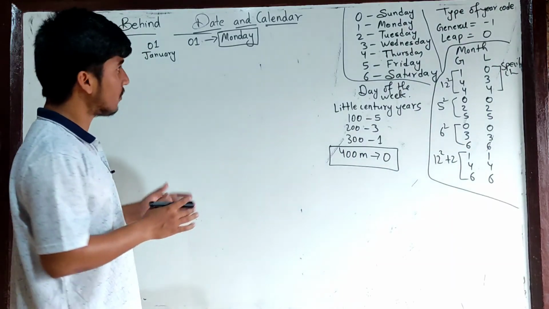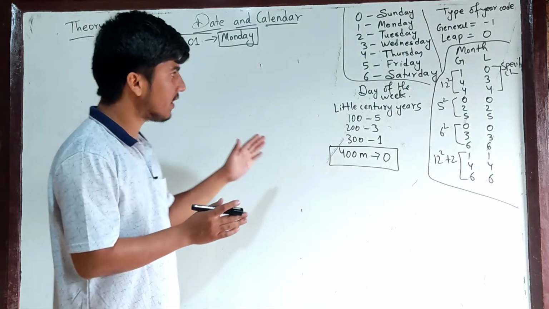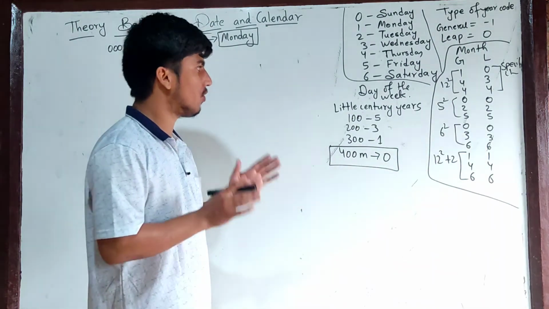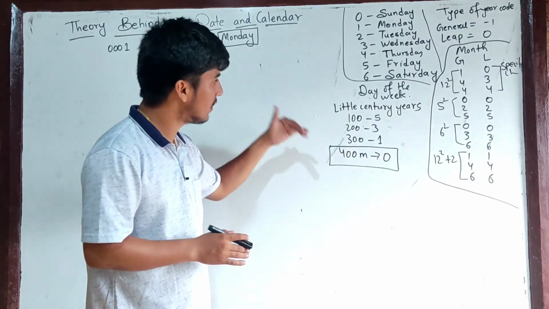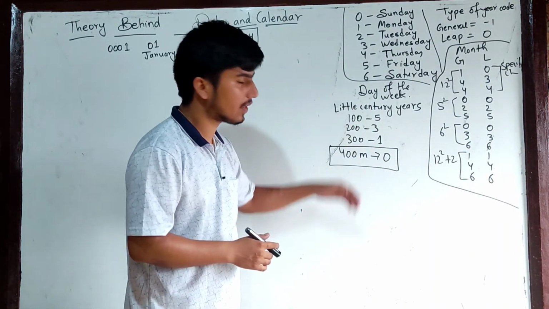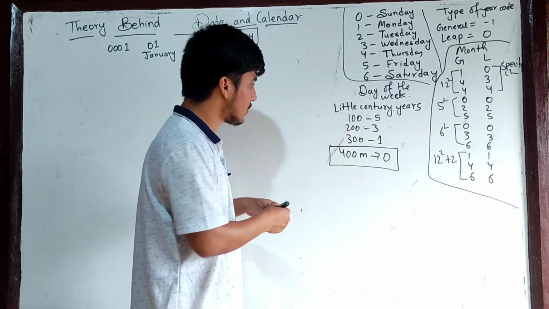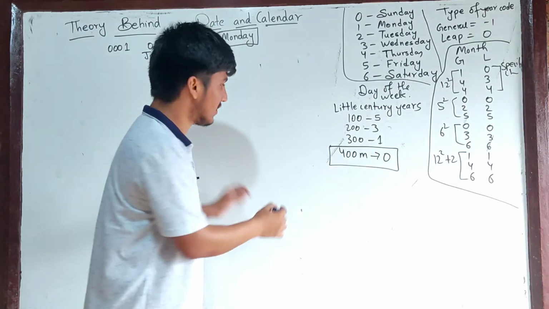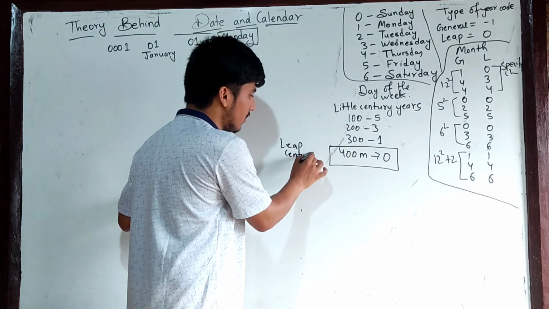So for finally calculating the number of odd days in a year, we did one homework before that. That is finding the number of odd days in the little century years, and also finding the number of odd days in the leap century year. This will help us in many ways.